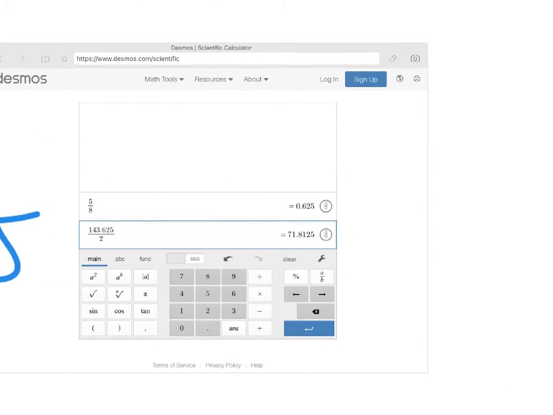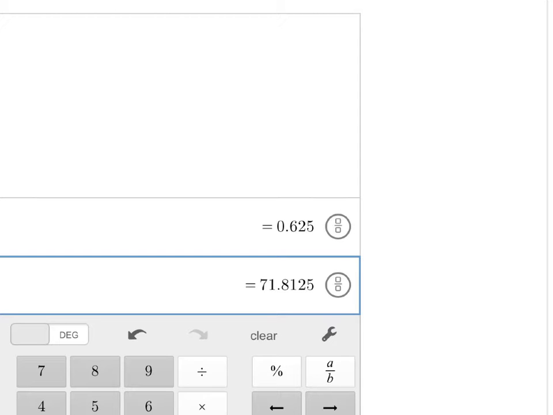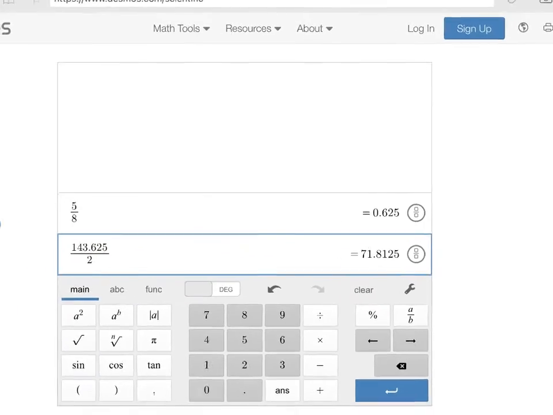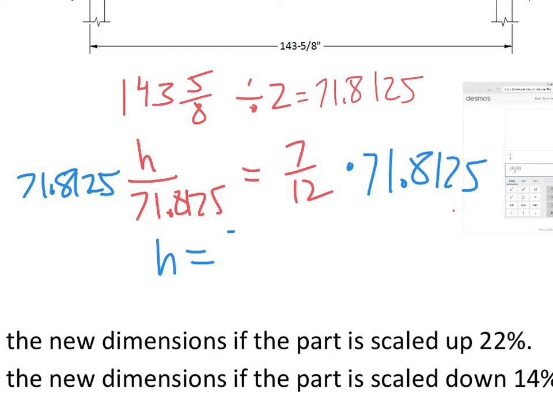So let's take that answer that's already in there and multiply it by 7/12. 7 divided by 12. It's nice on Desmos Scientific because it just writes it as a fraction. And we get this number, 41.890625. I'm going to leave that in my calculator and write down, just to keep a record, 41.89. So this is about 41.89.